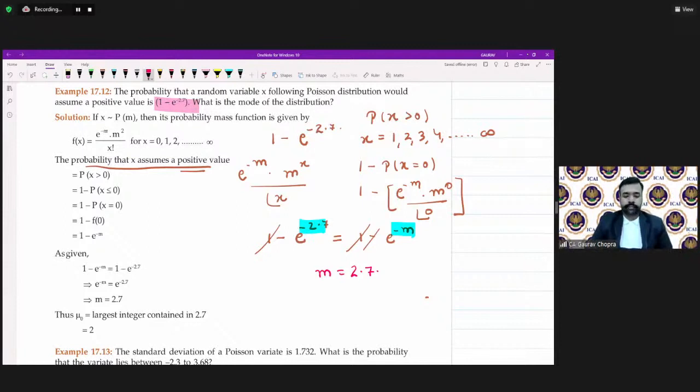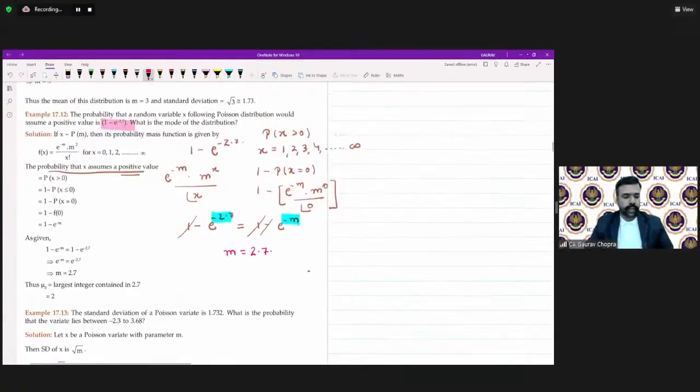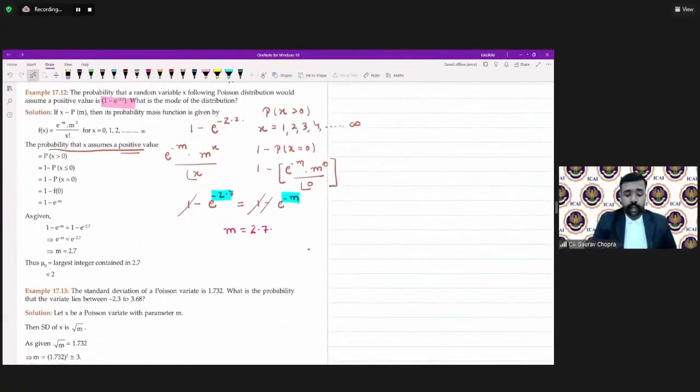All right, so this was the case in 17.12. Let me take one more time because we got disturbed in between. This question was saying that the probability that a random variable x following Poisson distribution would assume a positive value is 1 minus e to the power of minus 2.7. Then what is the mode? So this was the case.